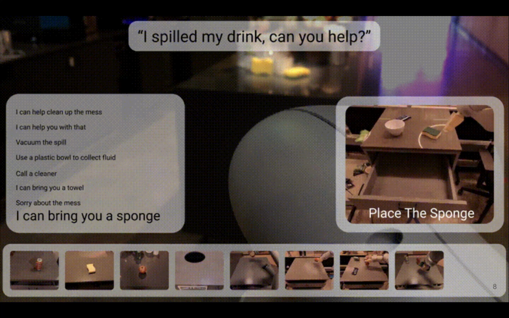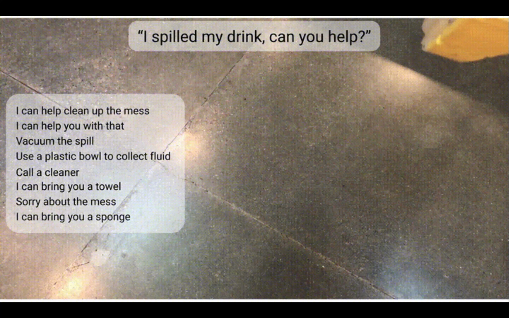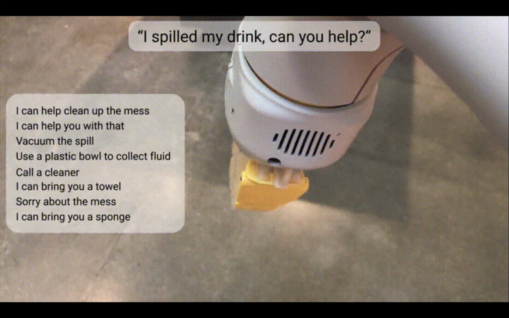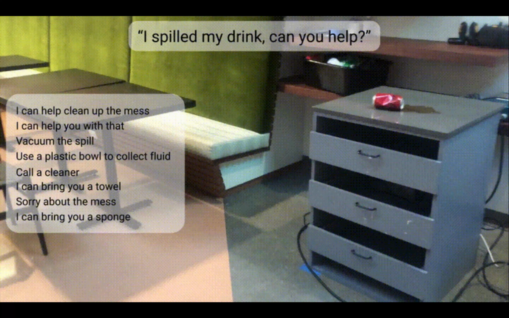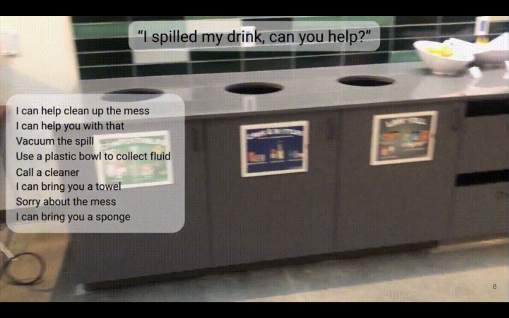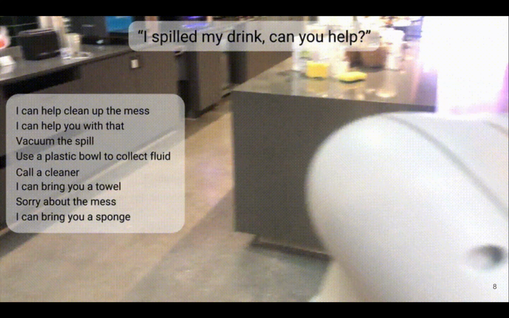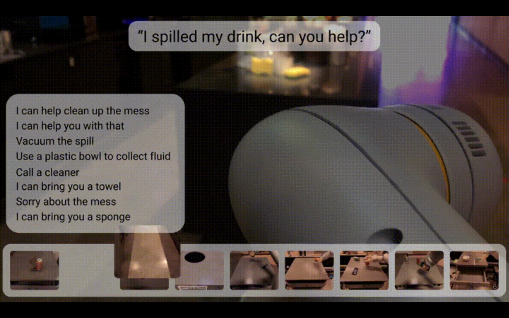So on the left, we see a lot of things if you just ask a language model how it might respond. And most of these things are maybe not that possible, like using a vacuum cleaner or working with fluids or calling a cleaner. But things that it can do are like bring a sponge. And if it really understands its embodiment, it can sort of break that down into tasks that we care about.